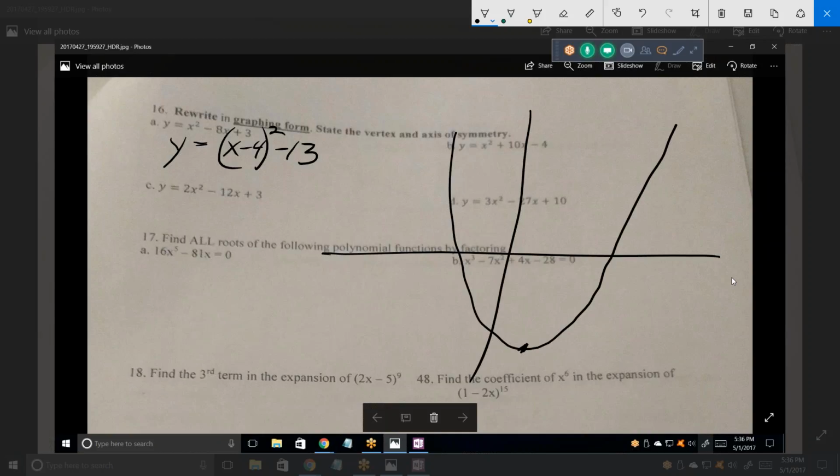Now, they didn't say graph it. They just said state the vertex and the axis of symmetry. Where's the axis of symmetry? At x equals 4. Good. It's always a line. It's not a point.